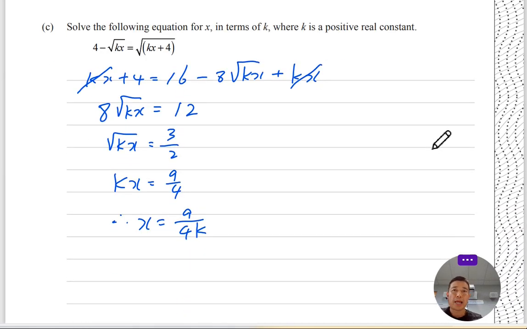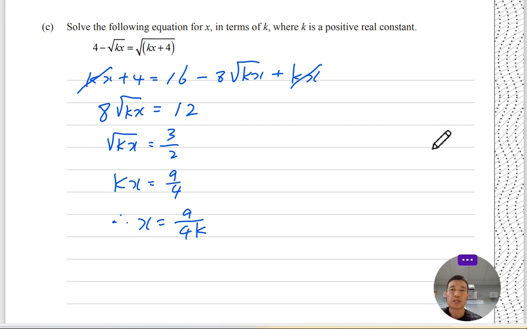Solve the following equation for x in terms of k, where k is a positive real constant. So what I recommend is, square both sides. 4 minus square root of kx becomes a kx, hold on. Oh yeah, that's right. I switched that. So square root of kx plus 4, you square it, so just kx plus 4. And minus square root of kx becomes 16 minus 8 square root of kx plus kx, isn't it? So kx cancels out. 8 square root of kx becomes a 12.